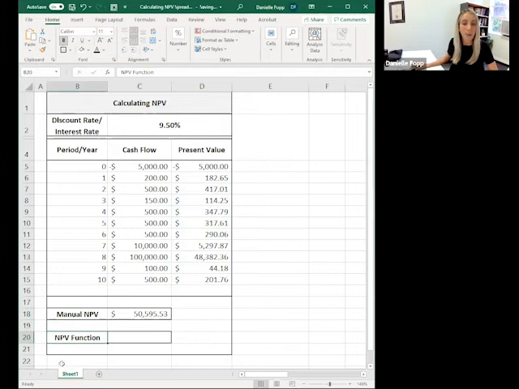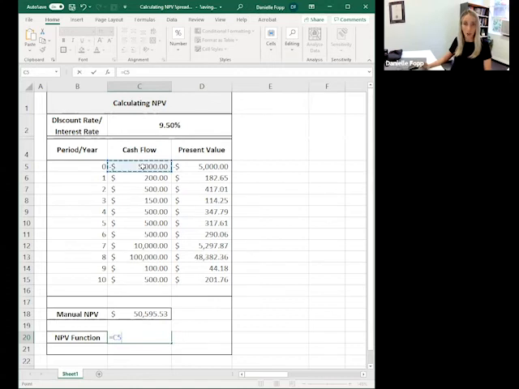A great way to do both manual and NPV is to make sure that they match as well. So for the NPV function, we start off with cash flow at point 0, which is our $5,000 investment. And then we are going to add that to the NPV function in Excel. Then we have the discount rate, 9.5%. And then we have cash flow from years 1 to the end of your period. In this instance, it's from year 1 to year 10.